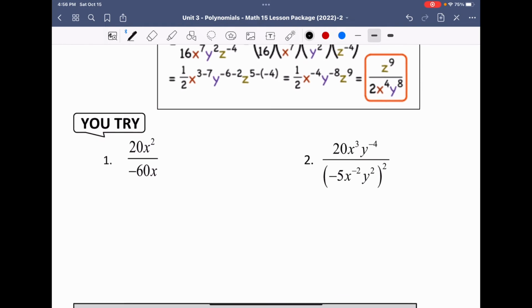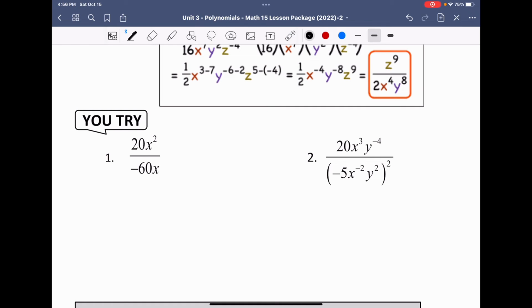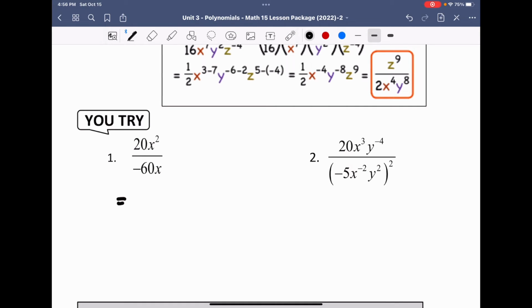If I look at the first problem here, 20x squared over negative 60x, the 20 over negative 60 can actually reduce. They both divide by 20. Therefore, I have 1 over negative 3x.